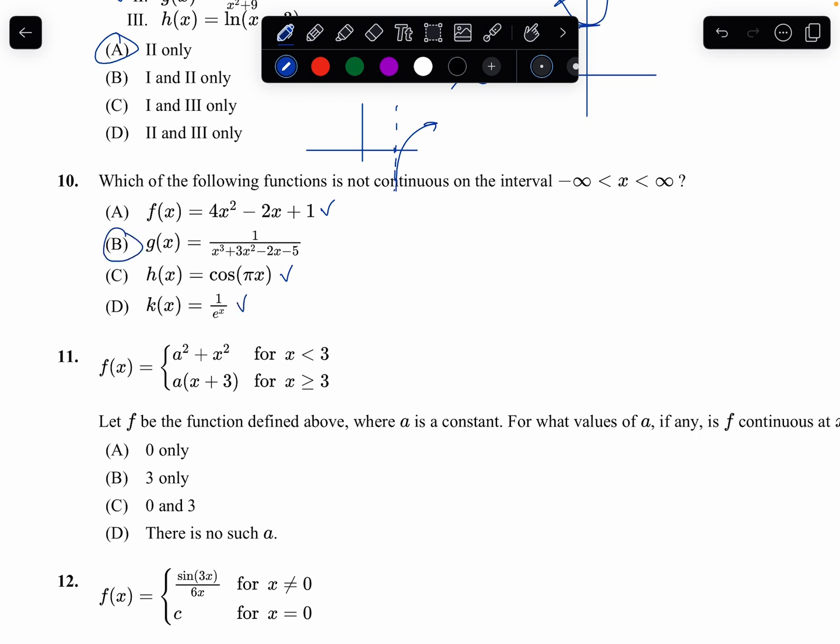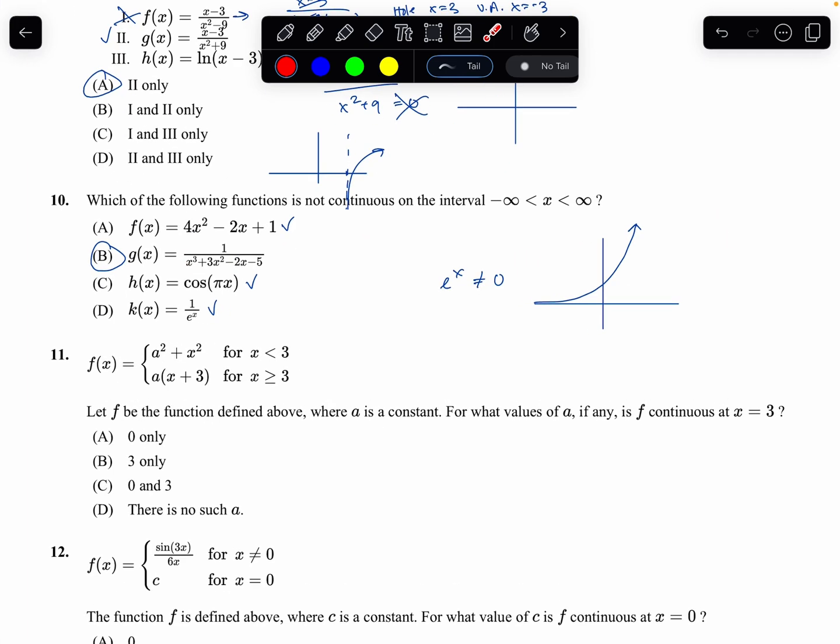So the reason why d is continuous on the interval is because e to the x does not ever equal 0. If you consider the graph of e to the x, it goes like this. It's got this asymptote at y equals 0. It never touches 0. It never goes beyond 0. So e to the x never equals 0, and so this x value could be anything, and this will never be 0. And so apparently this rational function, x to the third plus 3x squared minus 2x minus 5, at some point is going to equal 0, thus having some discontinuities there.